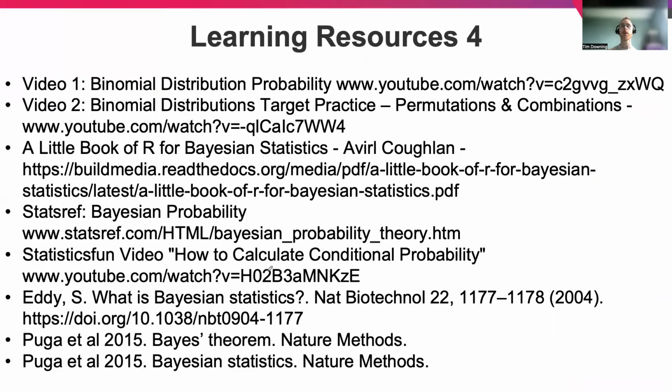And then there are more specific things on what we're covering here, on things like binomial distributions, coding with R for Bayesian statistics, the StatsRef part on Bayesian probability, how to calculate conditional probability, and articles on Bayesian statistics, as well as those on Bayes' theorem and Bayesian statistics in Nature Methods from some time ago. So please dip in and out of these as you see fit.